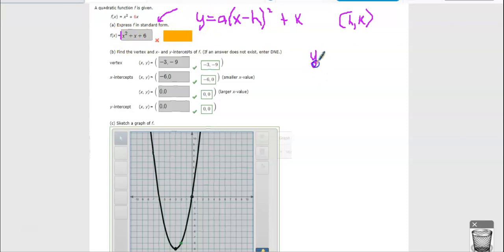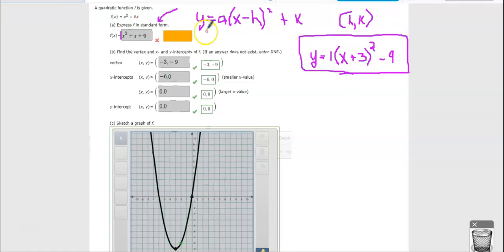So really the formula is y equals 1, which you don't need to write, and then x minus the vertex, the x minus the h. Again, h, k is the vertex. So this is going to be plus 3, and then plus k, so minus 9. So that right there is in vertex form, or what they call standard form.